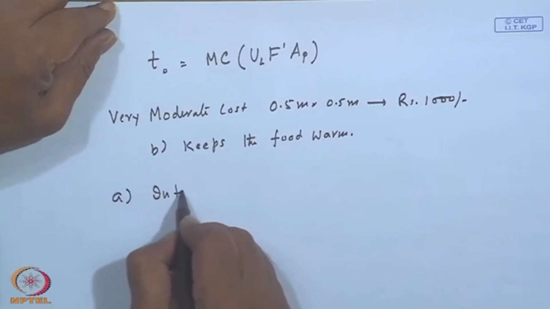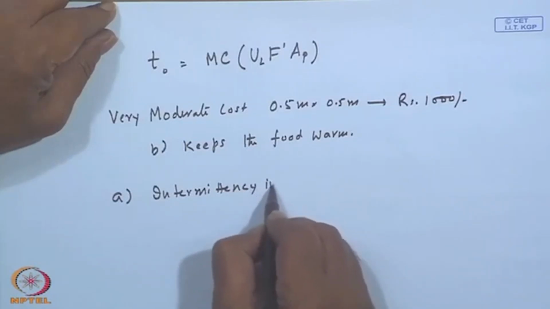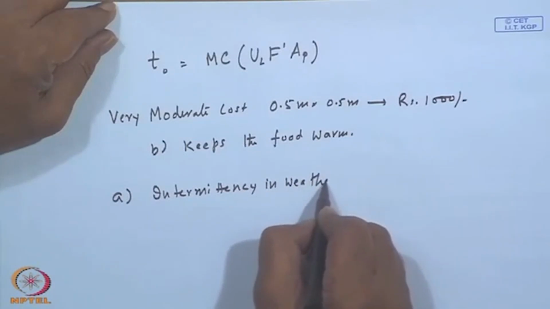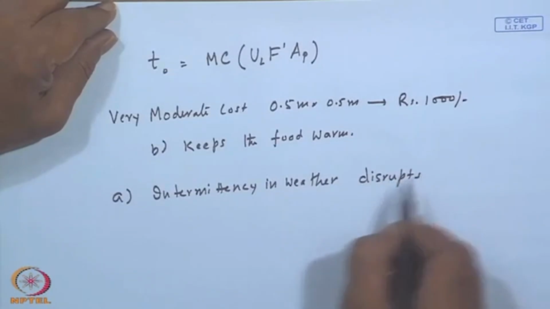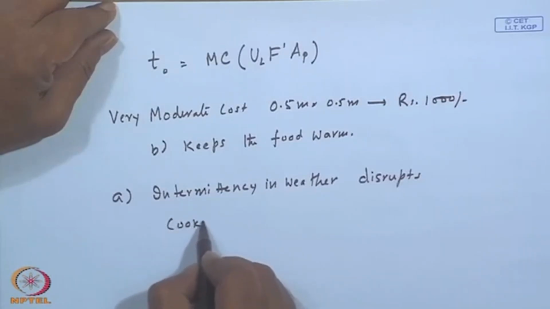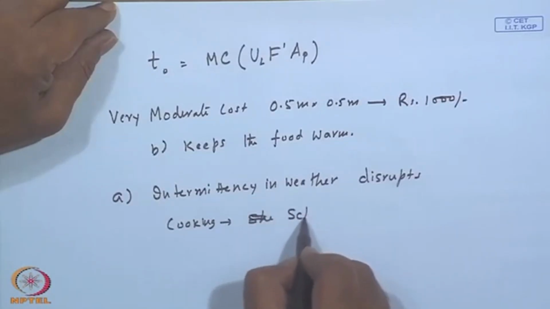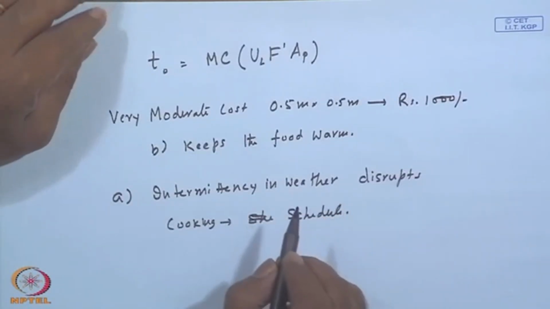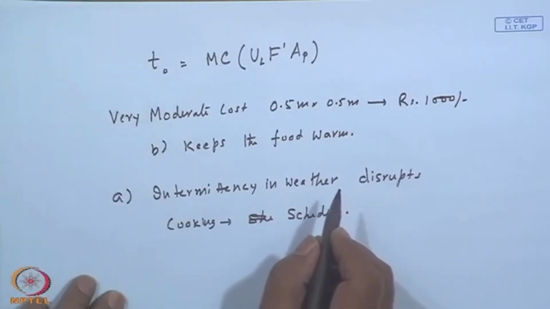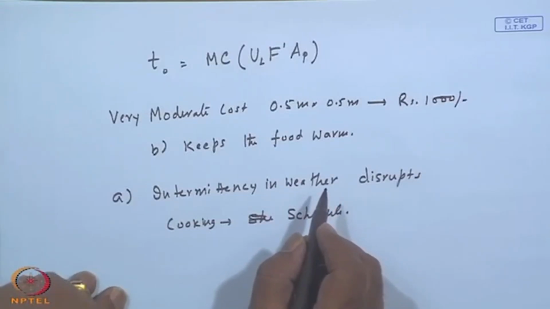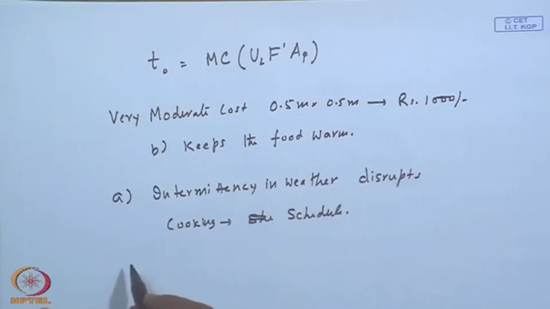intermittency in the weather, which disrupts cooking and schedule. In other words, unfortunately, the consequence could be a little serious. If it is half cooked, you wouldn't know what to do with it. Then you may have to bring it back to your gas stove or electric stove and then try to minimize the damage.